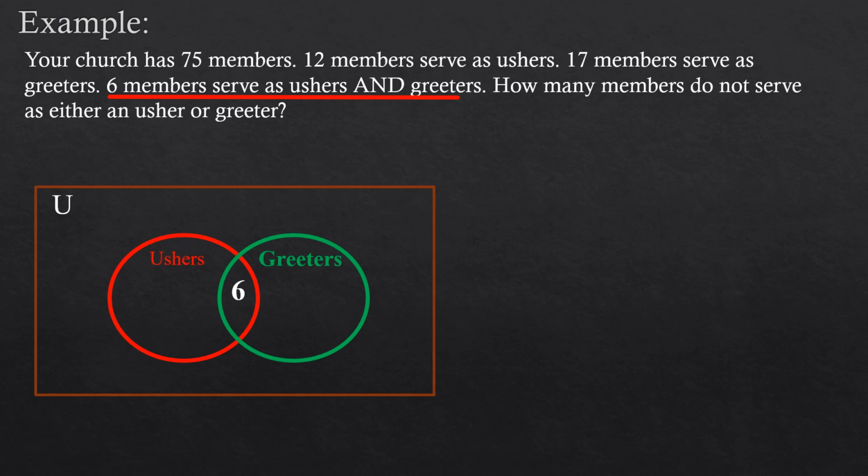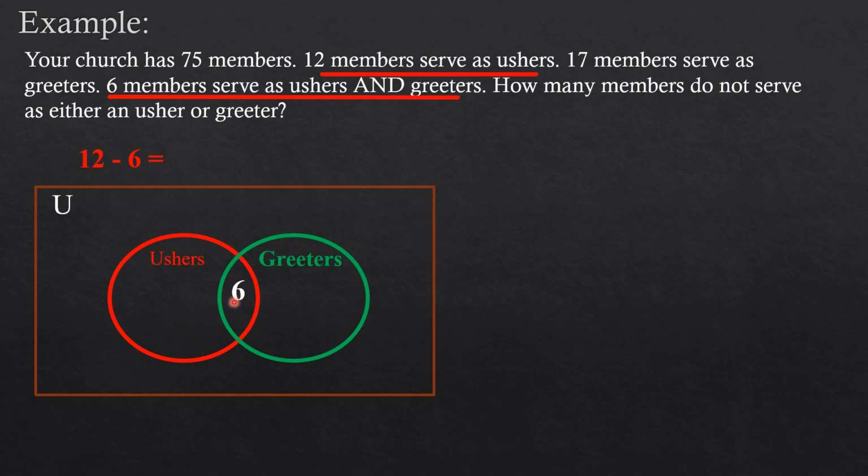All right, now I'm going to try to kind of fill in the rest of my Venn diagram and kind of work my way out of here. So then it says that 12 members serve as ushers. So if 12 members serve as ushers, but I know that 6 of them are in here. 6 of them are ushers and greeters. So I have to say 12 minus 6 because 12 serve as ushers, but 6 of them are also greeters.